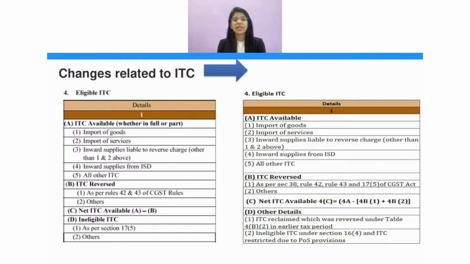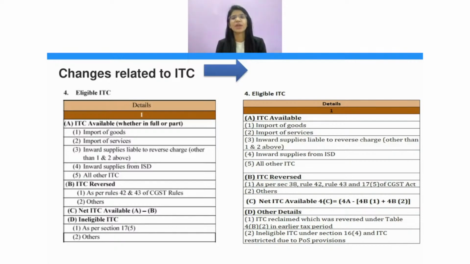They have removed the reference to 17.5 from there, and instead they have introduced two more fields: 4D1, which is ITC reclaimed which was reversed under 4B2 in an earlier tax period, and they have also introduced ineligible ITC under section 16 subsection 4 and ITC restricted due to POS provision. All right, this is just a text change.